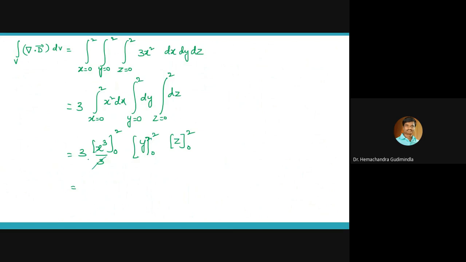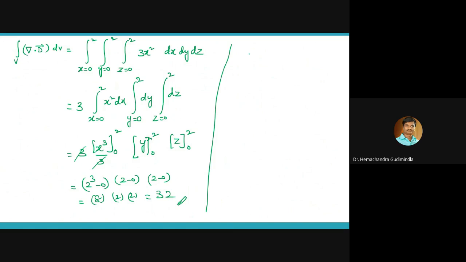Now here the 3s will get cancelled. Upper limit is just 2 cube minus 0. Here it is 2 minus 0, upper limit minus lower limit. Here also 2 minus 0. We will get 8 into 2 into 2, we will get 32. Now if you look at here, in the previous case, integral over closed surface D bar dot ds bar is equal to integral over volume del dot D bar into dv. We got the value 32.